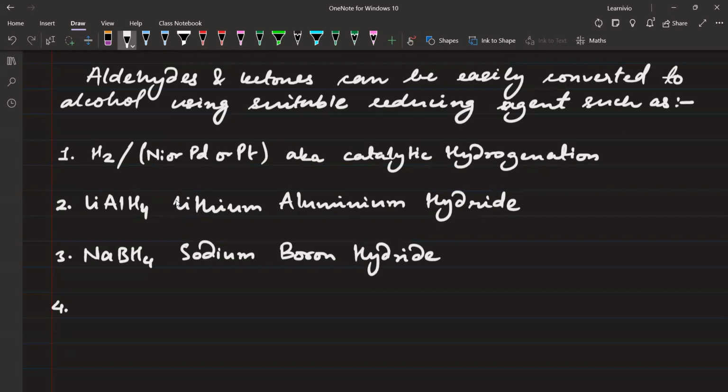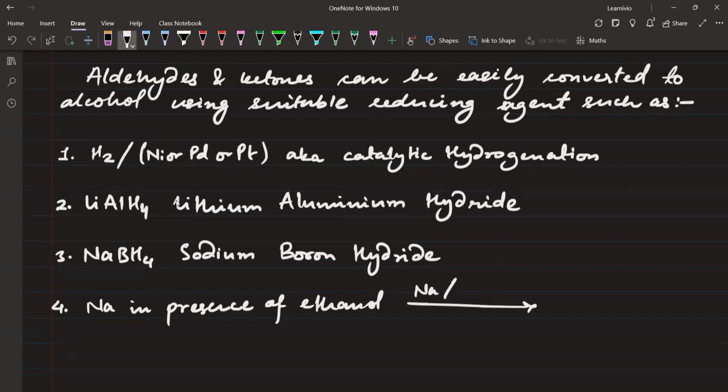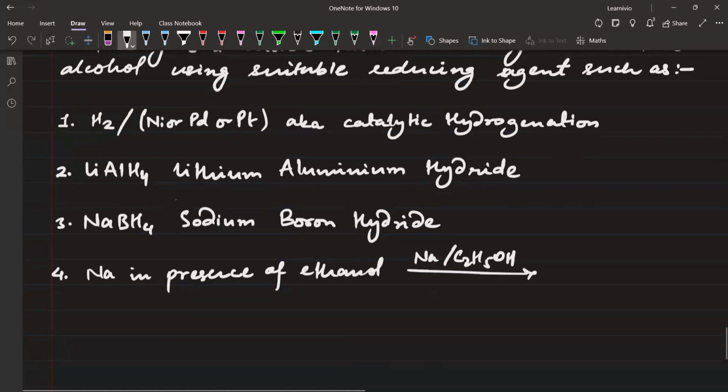Fourth is sodium in the presence of ethanol, which can be written like this: you have an arrow, and over it sodium in the presence of C2H5OH. This is also a reducing agent. The initial three that we have written are the most important reducing agents. Pay attention. Copy this down. I hope you are writing with me.